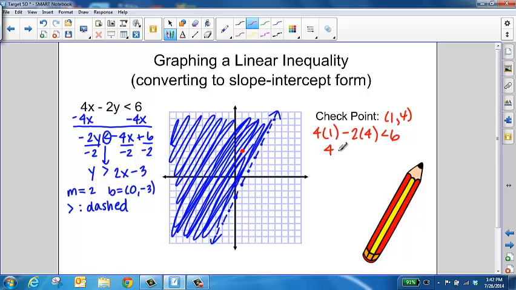So that's going to give us 4 minus 8 is less than 6, which becomes negative 4 is less than 6, which is a true statement, which means that we did in fact shade the correct side of that boundary line.